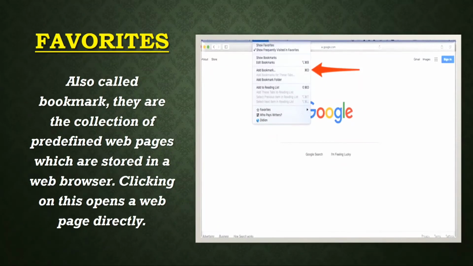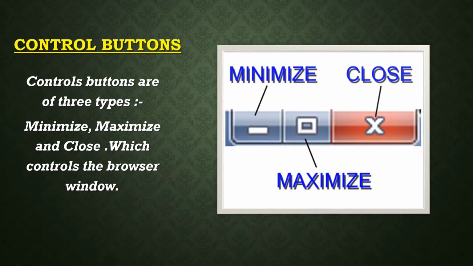Now the next part is control button. Here it is. Control buttons are of three types: minimize, maximize and close button. At the very right side of the browser window, these buttons are placed, with which we easily minimize our page, maximize our page, and if we want to close our page, we click the cross button and it will close the page.